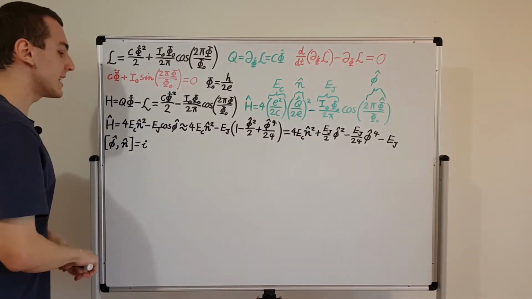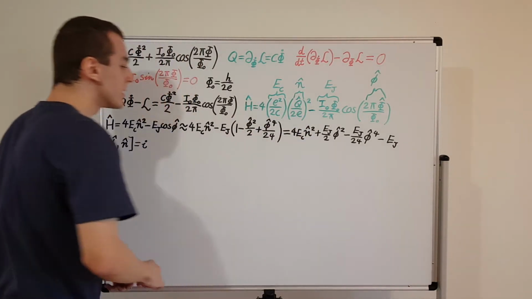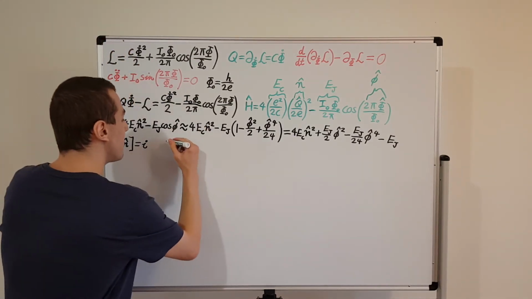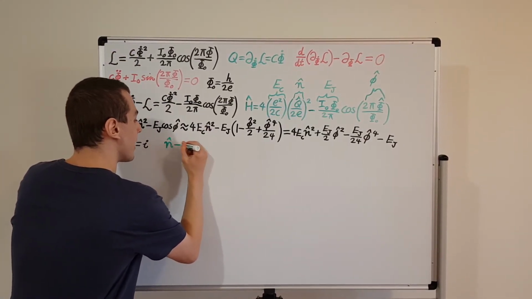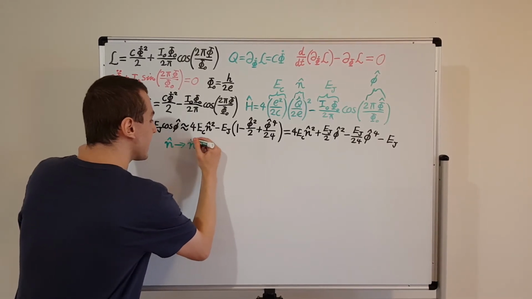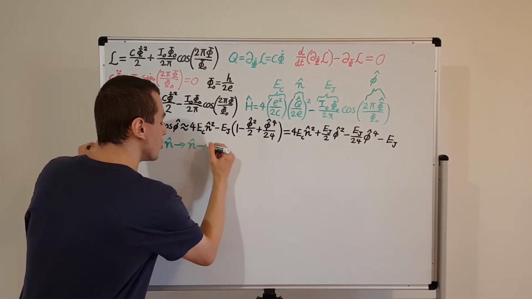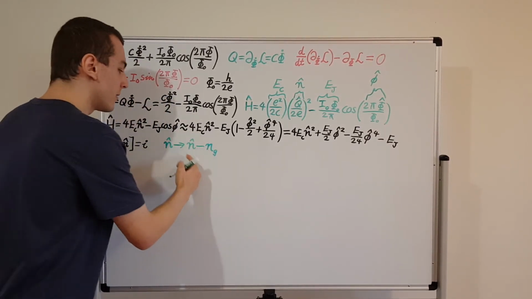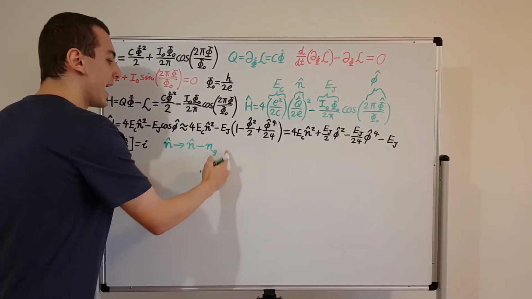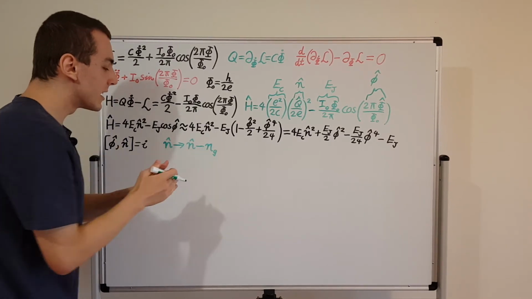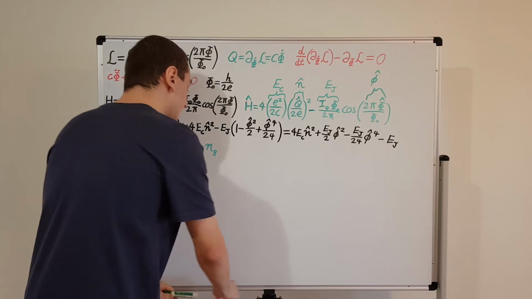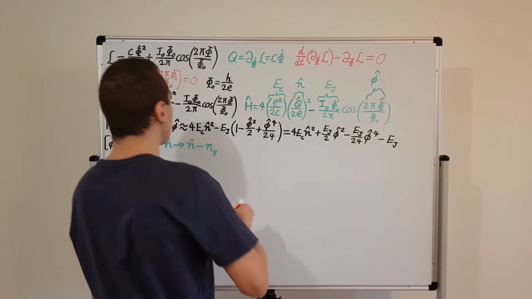So the next thing I want to do is see what happens if we add a little shift to this n. So what happens if we take n and we do a little transformation? We say n gets shifted to n minus ng. So this over here, this is an operator and this is a constant. So we're just giving it a little shift. So what is the Hamiltonian going to look like if we give it a little shift? Well, it's going to look like this.